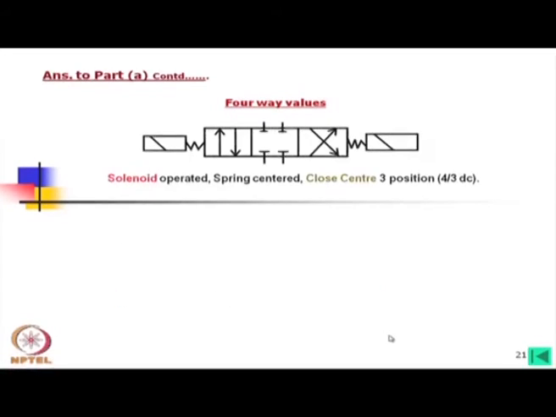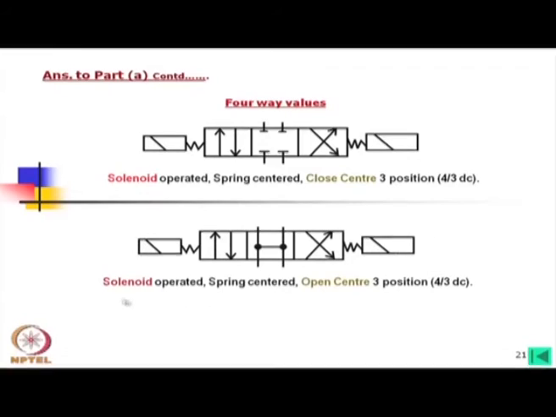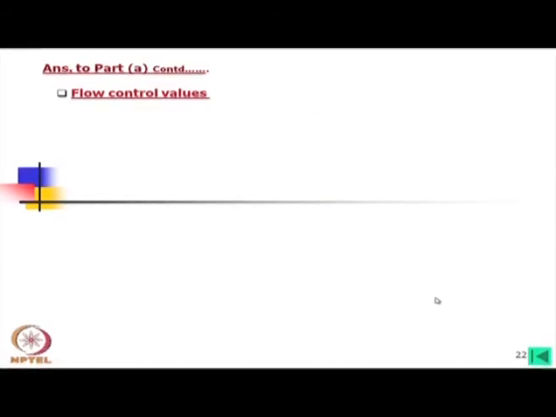Now, in case of a 4-way valve, this is again solenoid operated, spring centered, again it is closed center, 3 positions. So, 4/3 DC valve. Now, again solenoid operated spring center, again open center and 4/3 DC valve. Now, we shall discuss flow control valves.